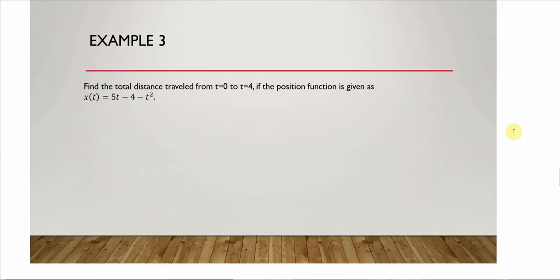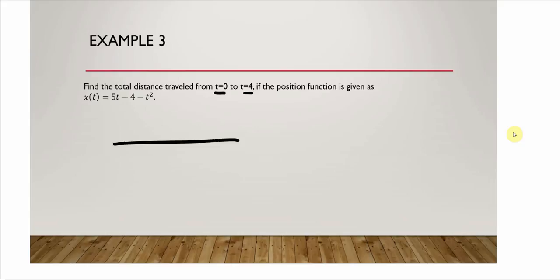Find the total distance traveled from t equals 0 to t equals 4 if the position function is given as x of t is equal to 5t minus 4 minus t squared. Now, like I said, this is the one that gives my students trouble. So what you have to understand is you have to find the position of the particle at the beginning, find the position at the end, and then find the position if it changes direction.